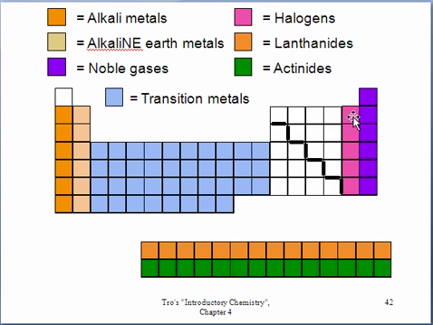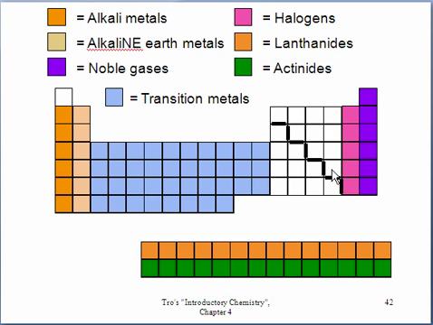This family right here, the halogens, wants to gain as many electrons as it can to have the same number as the noble gases. So we can tell what its charge is going to be by how far away it is from the noble gases. This family here is 1 away from the noble gases, so halogens always form a -1 charge.